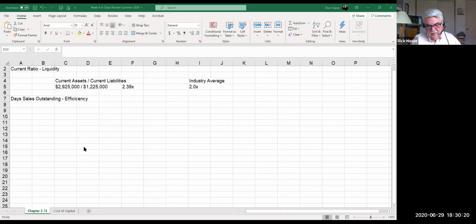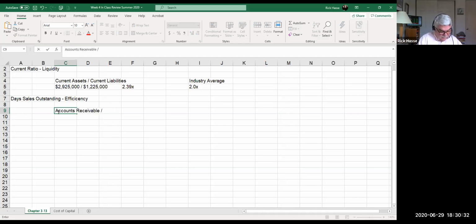Days sales outstanding is the relationship of accounts receivable divided by your total sales divided by 365 days in a year.